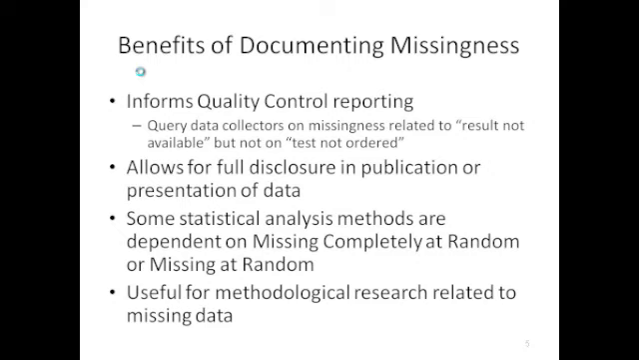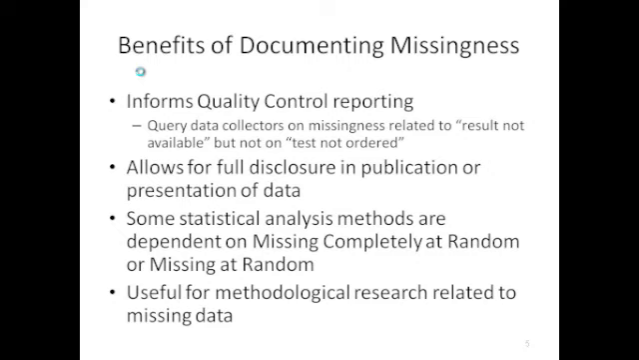It allows for full disclosure in publications and presentations of data. One of the biggest hurdles in getting data published is missing data, actually. You work out an analysis, a project, a concept proposal, and then you get down to it, and you keep having to eliminate patients or visits because there's too much missing data. If you have information about the missingness, you have a better chance of getting things published because you can explain why the data are missing, and that's usually more acceptable.